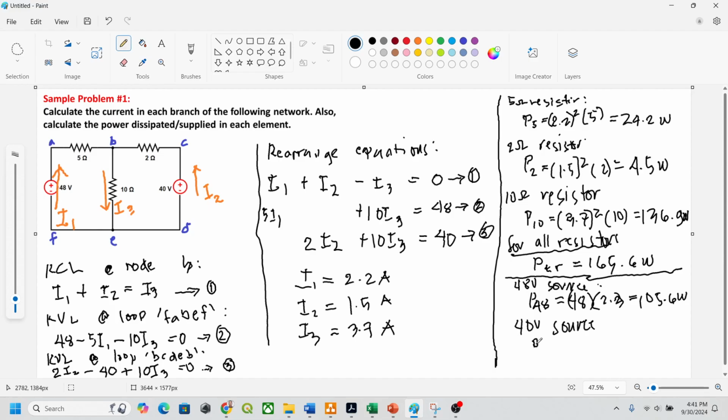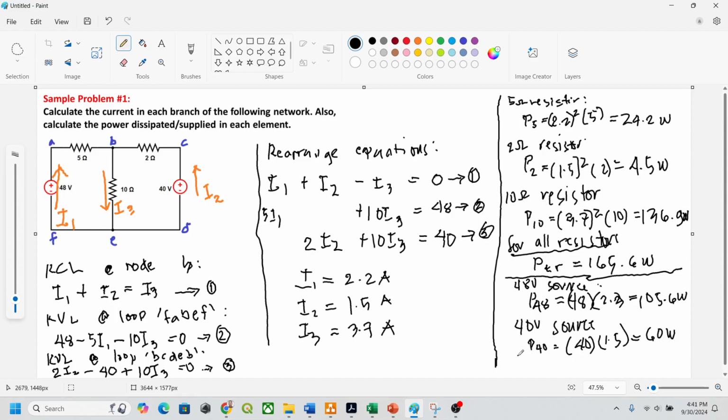Now, for your 40 volt source, we call it P40. Again, you get the product of your voltage 40 and the current flowing through it, which is 1.5. Of course, 40 times 1.5 is 60 watts.